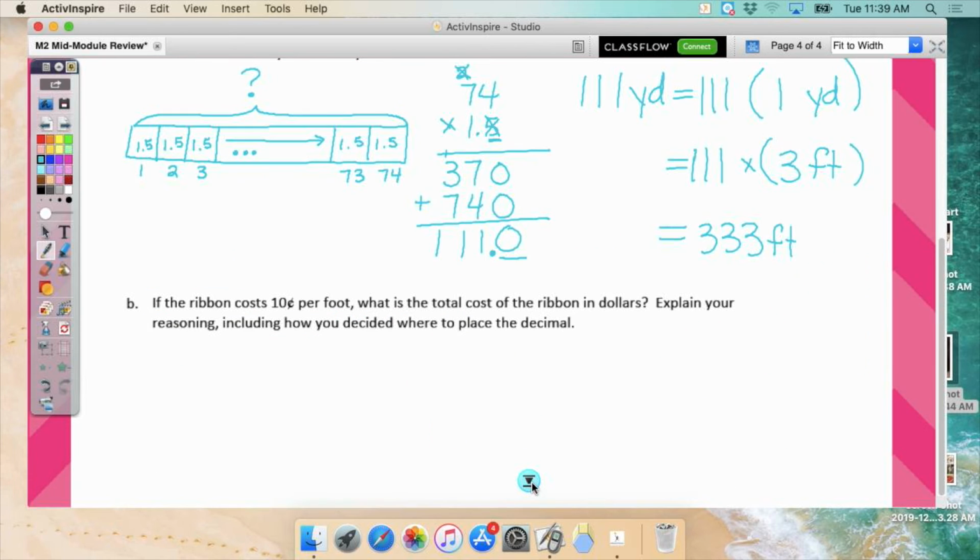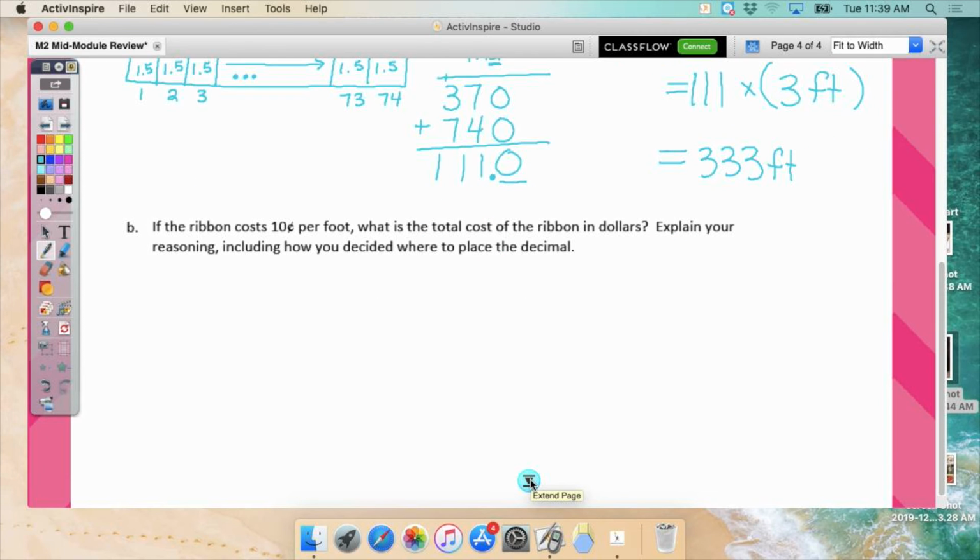Now, how much is all this going to cost? Oh, whole much. It's not as much as you think. It's not even $1 a foot. If it were $1 a foot, it would be $333. But it's not. Look at the next problem. It says 10 cents per foot. Now listen. If the ribbon costs 10 cents per foot, what is the total cost of ribbon in dollars? Explain your reasoning. You don't have to do that.